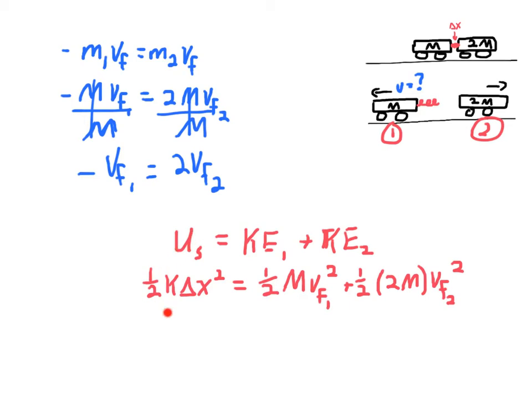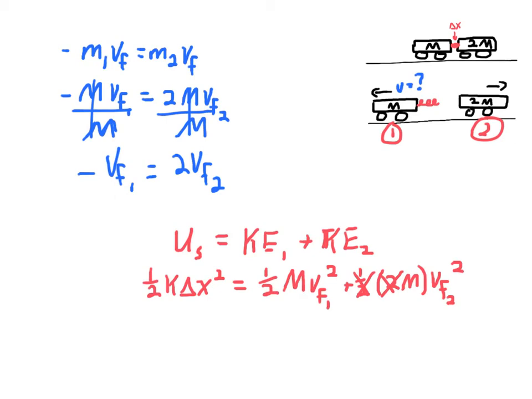So now I can just substitute in what all those equations are. Potential energy of a spring is 1/2 k delta x squared. And then kinetic energy is 1/2 mass times velocity squared, and I put in those masses for those two carts, keeping them with the correct velocity. Now you can also see that this 1/2 and 2 is going to go away there. 1/2 times 2 is 1, so that completely cancels.